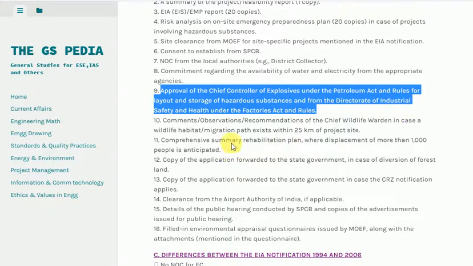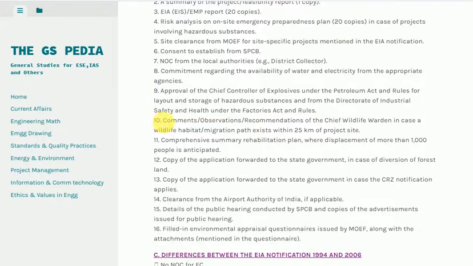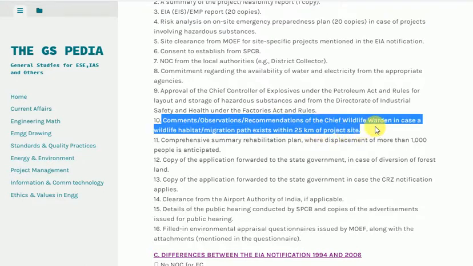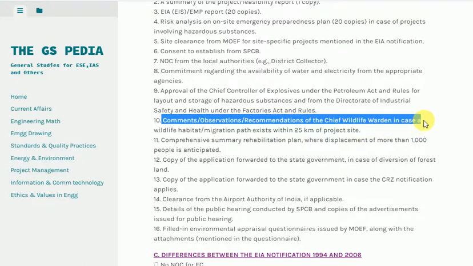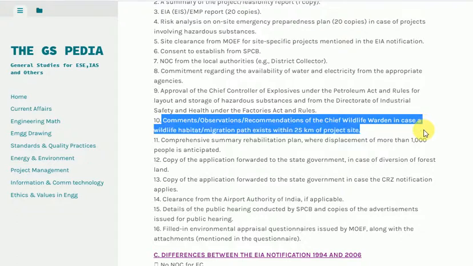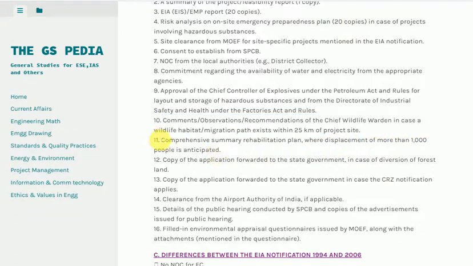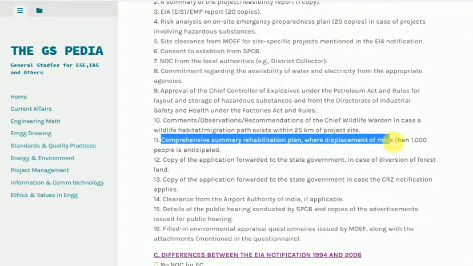Comments, observations and recommendations of the Chief Wildlife Warden, in case a wildlife habitat or migration path exists within 25 kilometers of the project site. 11. Comprehensive summary rehabilitation plan, where displacement of more than 1,000 people is anticipated. 12. Copy of the application forwarded to the state government, in case of diversion of forest land.